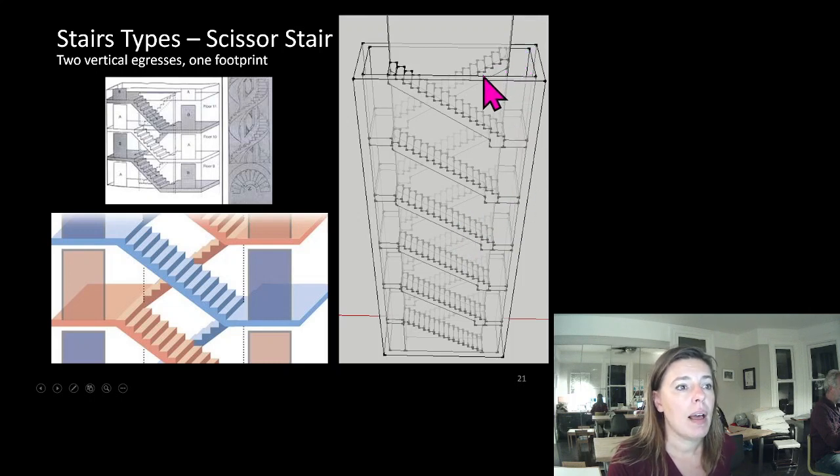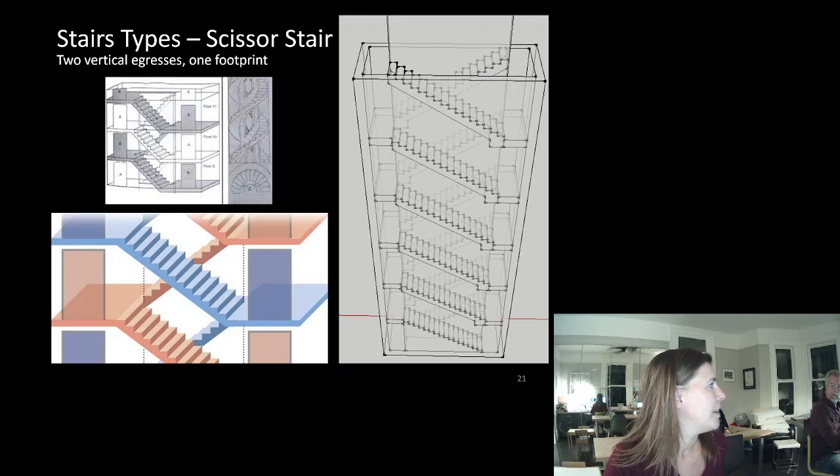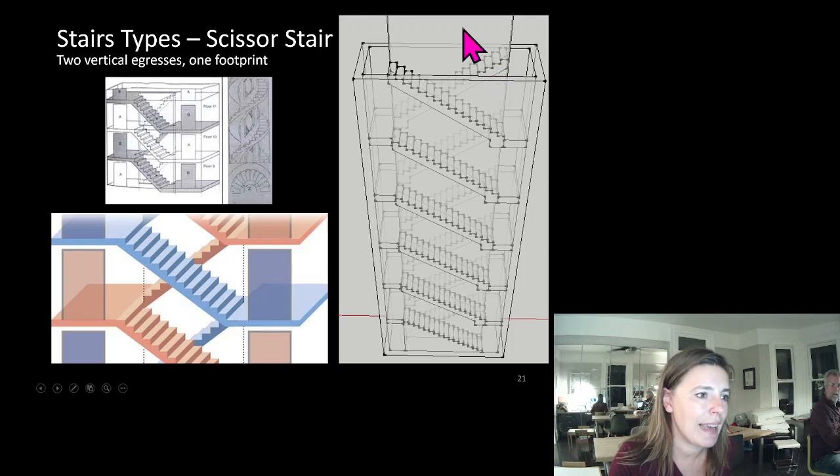I'm trying to remember, there was something I was thinking about last night that I wanted to say about scissor stairs. Anyway, it's eluding me now.